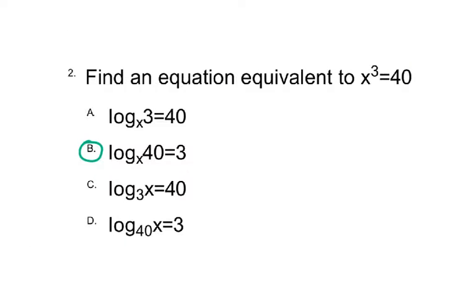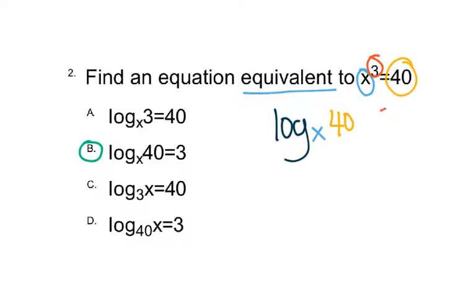Okay, so then number 2 said find an equation equivalent to x to the third equals 40. So my base was x, my exponent was 3, and my answer was 40. So if I put that into log form, I write the word log, the base of the exponent becomes the base of the log, and then 40 and 3 kind of switch places. So that's just how you switch from exponential to log.